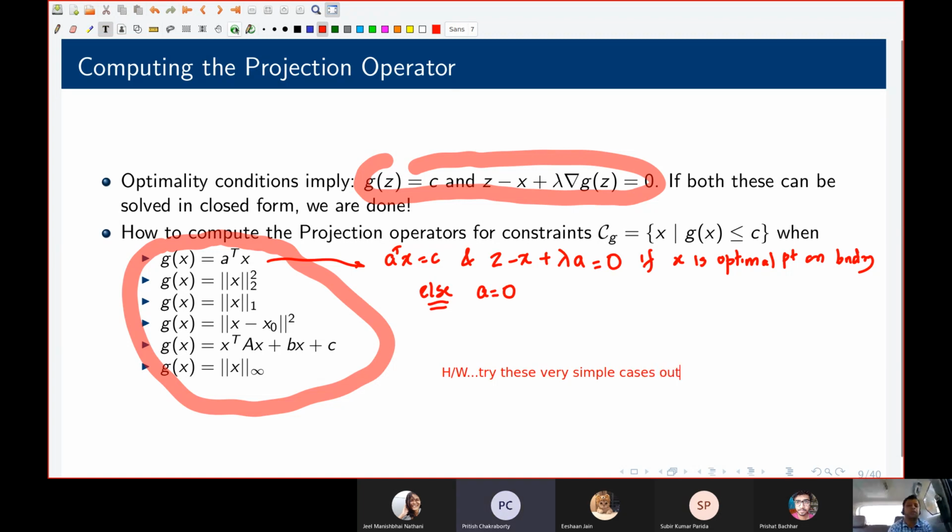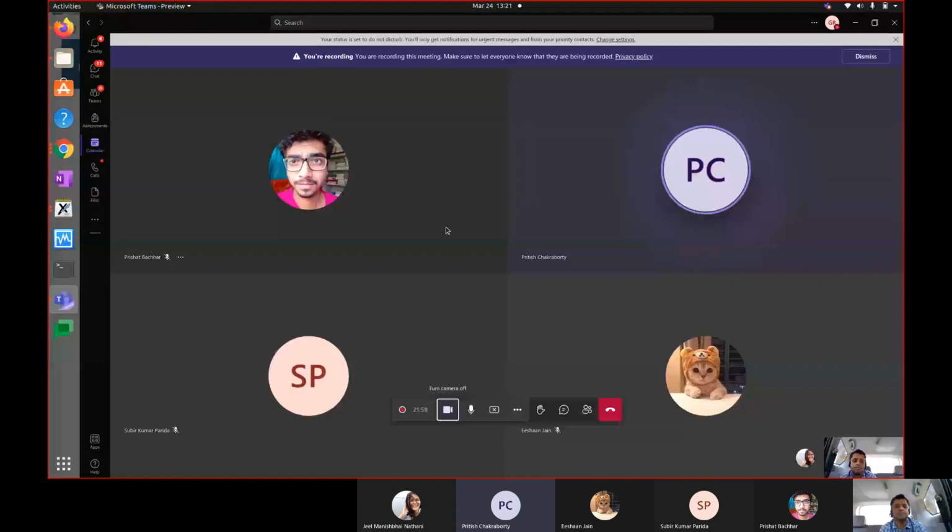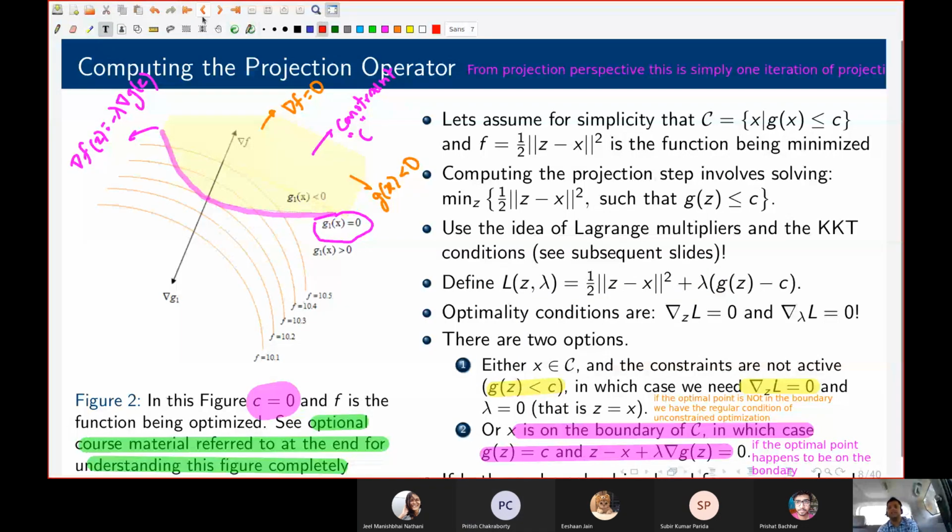Sir, I had one small question related to the diagram. What is the intuition behind the gradients of f and g being in the opposite direction? Okay, very good point. That requires a little bit more work. It's related to the fact that gradient points in the direction of increasing value of the function, right? We are trying to minimize, so look at what we are trying to minimize.